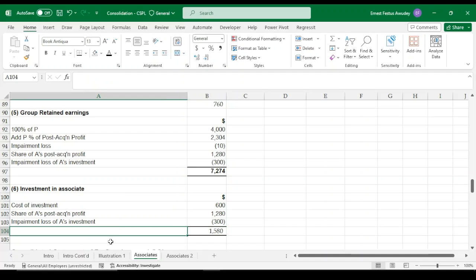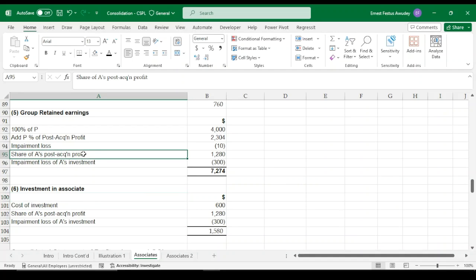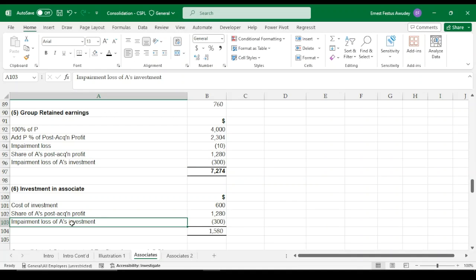So what you are saying is that whatever will cause a difference in this cost of investment, which is these two items right here, is also going to be treated under the group retained earnings. Alright, so if you have already treated it here, then all you have to do is transfer whatever adjustment you have made relating to the associates in this particular investment in associates calculation as well. So that is all we are doing here.